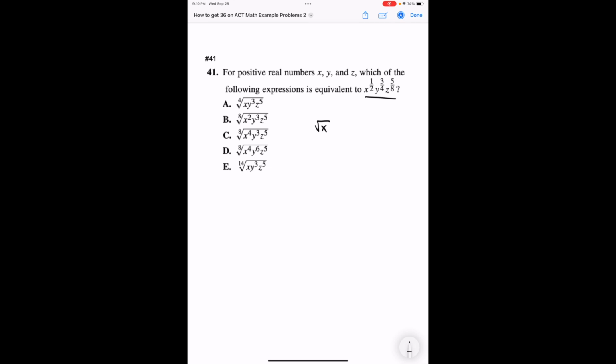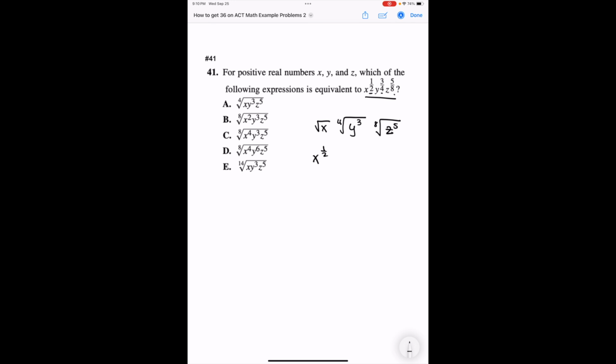And if it is to the 3/4, then that means that is y cubed, and then the root is not a square root, but it is with a 4 right outside. And then for the last one, it would be z to the 5th power, and then right here it will be 8. So if you're trying to find something in common about all of them here, we can see that first, let's make all of these common denominators.